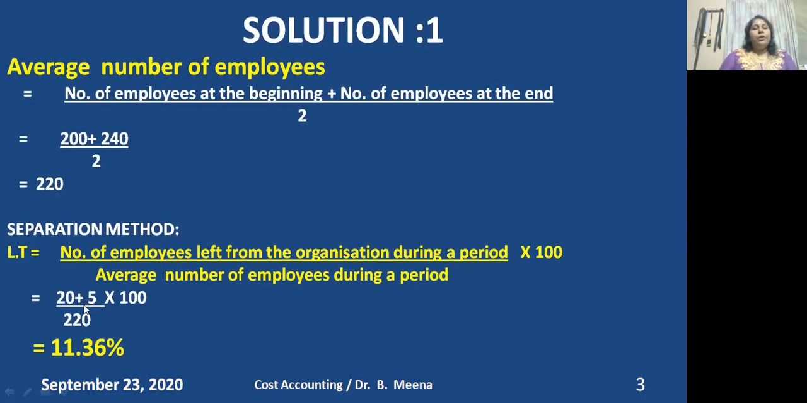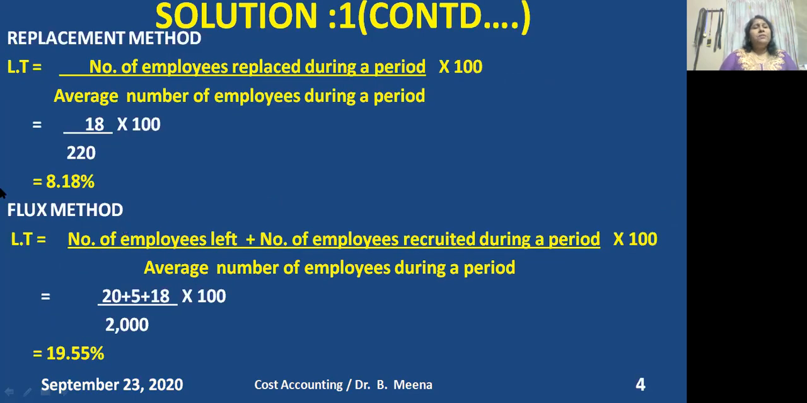So that I can put in the numerator. In the denominator I can write the average number of employees, into 100. Then I'll get the labor turnover of 11.36% under the separation method. So the next method is the replacement method. Under this method, we will consider only how many of them were replaced in the vacancies.